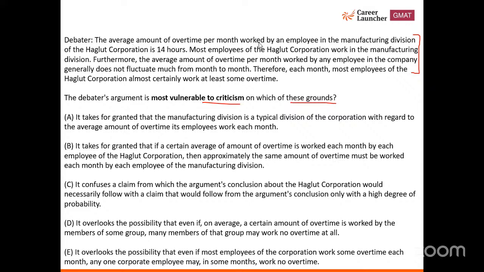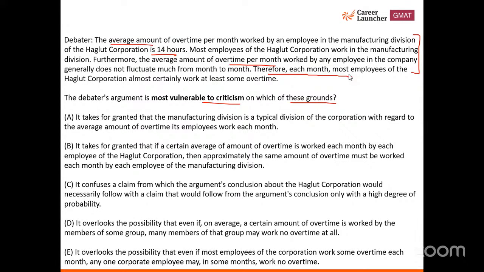See here, they're clearly talking about the average amount of overtime, right? Average amount of overtime is 14 hours. And just because the average is 14 hours, they're concluding, therefore, each month, most employees almost certainly work at least some overtime. Obviously, if I say that the average marks of the class is 60, does that mean that everyone has got a 60, guys, or most of them have got 60? Is that what the data implies? Not necessarily, right? Because averages can be very misleading, guys.